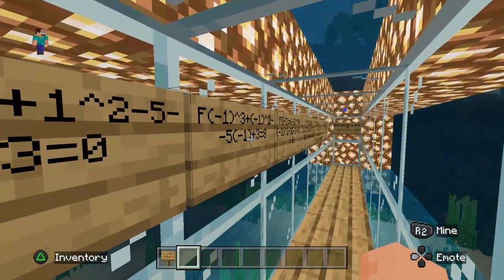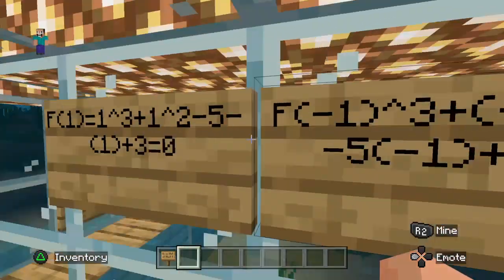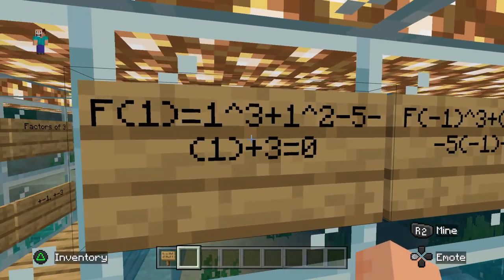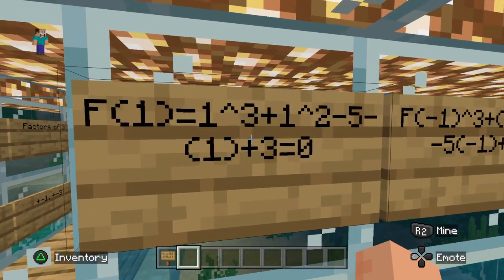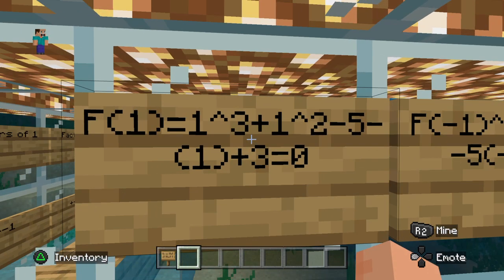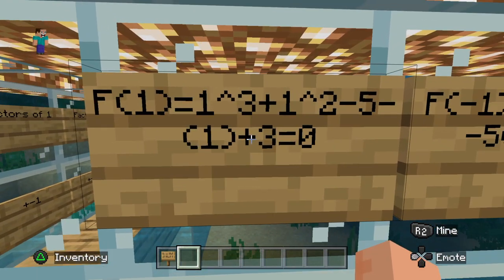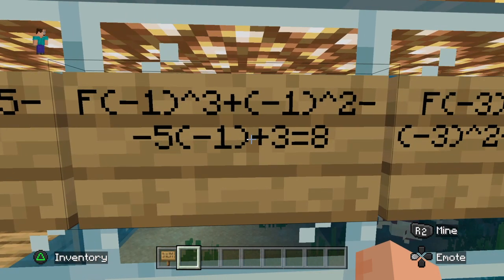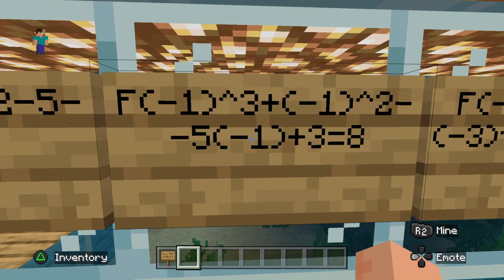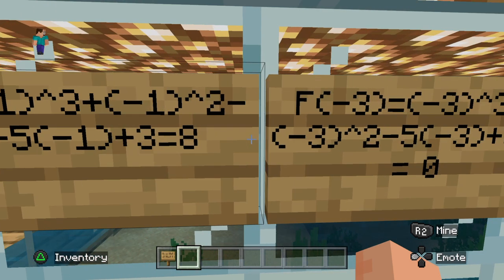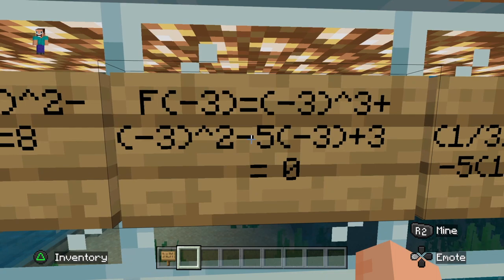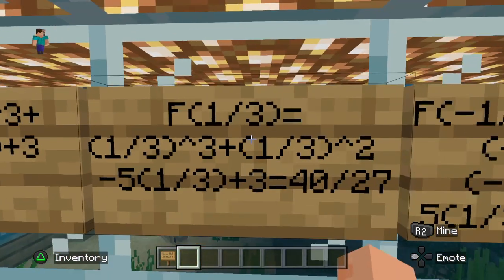And right here is just some of the work I did in order to find the real zeros algebraically. So right here I plugged 1 into the equation and I got 0. Therefore that would be a real zero. Right here I plugged in negative 1, which got me 8. Therefore that would not be a real zero since it's not equaling 0. Right here I plugged in negative 3 and got 0. Therefore that's a real zero.